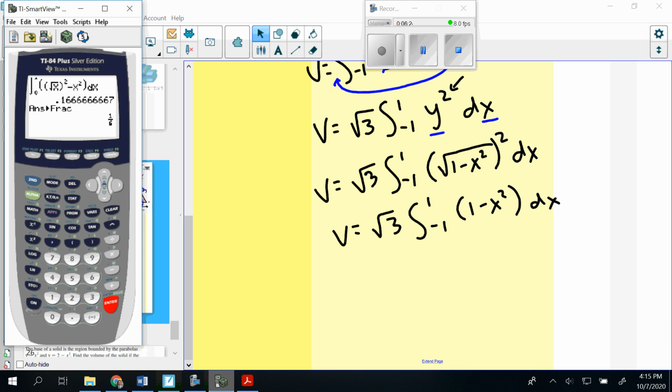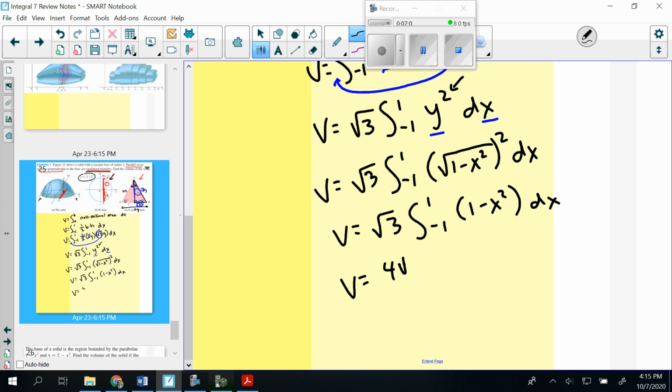Like we ran into with some of those other problems, I would not integrate with the square root of 3 in there because it's going to give you something you're not sure on. So just do it from -1 to 1 of our 1 minus x squared dx, and then whatever this is times square root of 3 would be our answer. It looks like as a fraction this is 4/3. So if we times that with our square root of 3, 4 square roots of 3 over 3 would be our volume here.